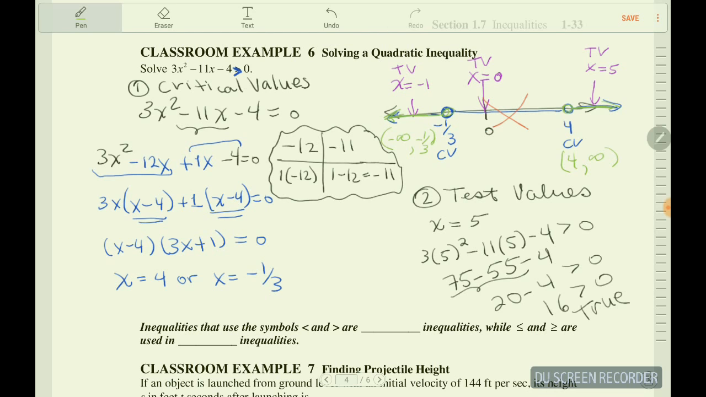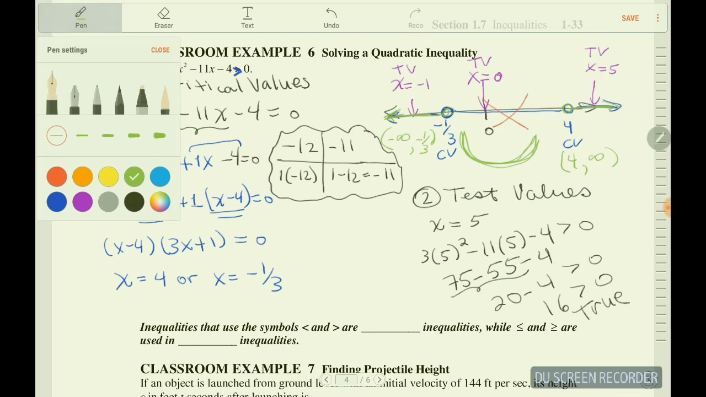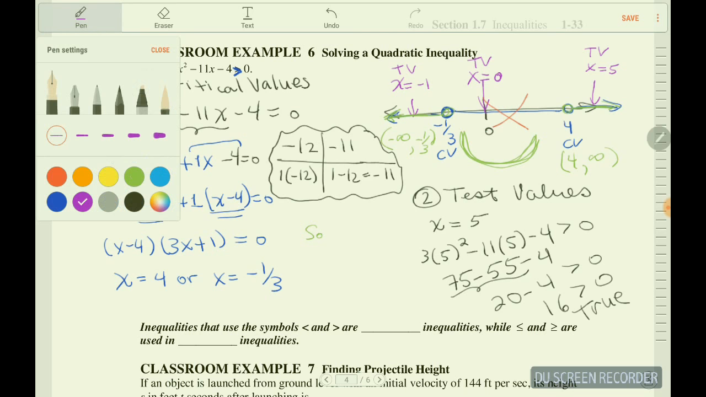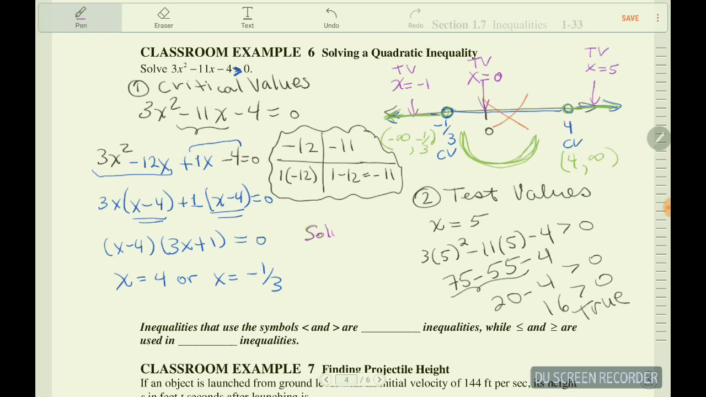And since there is a gap in between those two, I'm going to use the union symbol, which looks kind of like a U. So I'll write that out nicer. My solution set in interval notation is the union of -infinity to -1/3 union 4 to +infinity. Okay, yay.